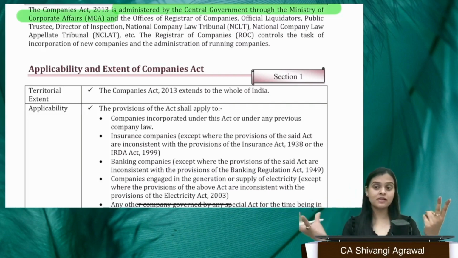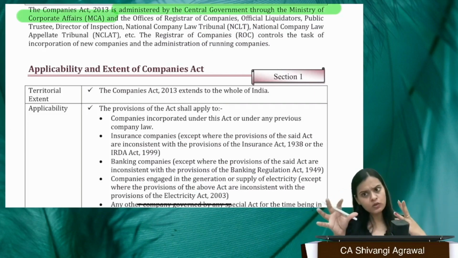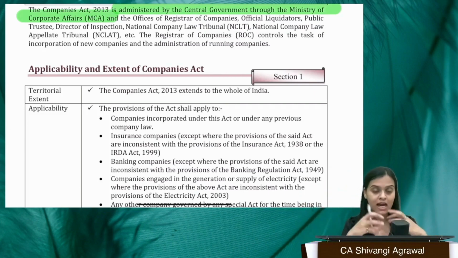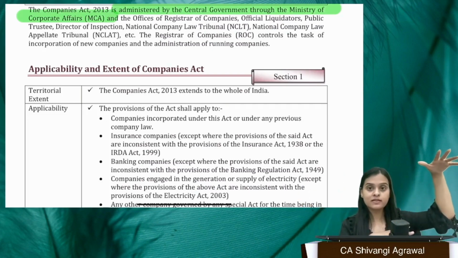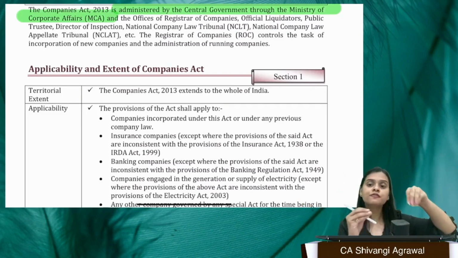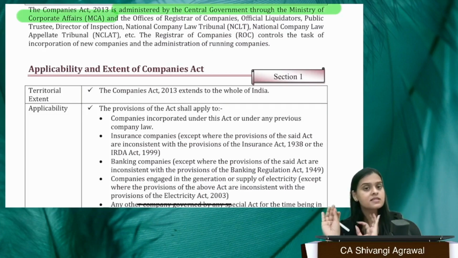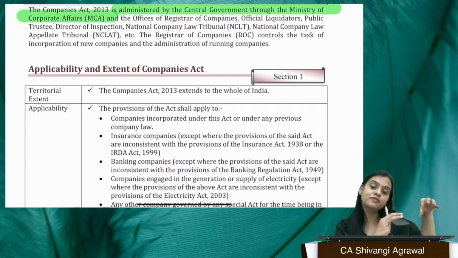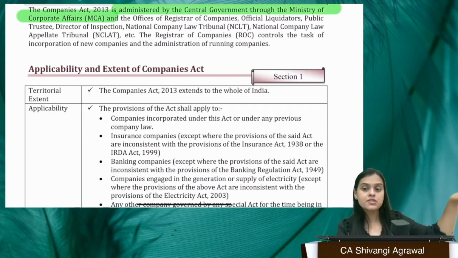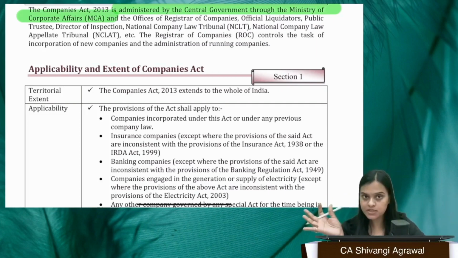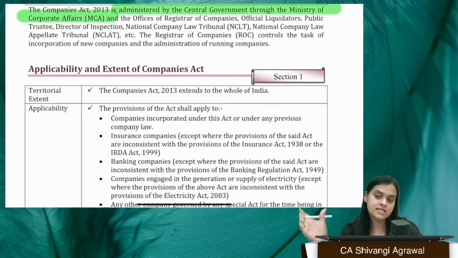ROC is who actually undertakes the entire work. Okay, a new company is being formed, you will give the data to ROC. ROC will incorporate, or ROC will maintain all the records. ROC will give you the certificate of incorporation. Whenever any change is made, anything is done, you inform ROC. So every time we have to inform ROC, and ROC is responsible for the incorporation of company and also for administration of these companies. Then we have NCLT, which is the judiciary authority. Okay, apart from that, all these things I'll keep on telling you slowly and gradually.